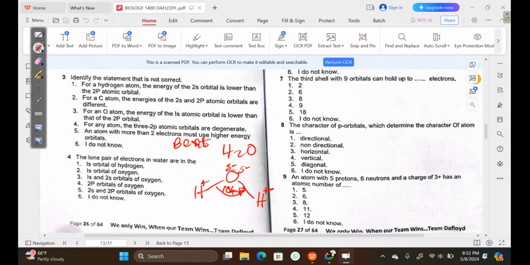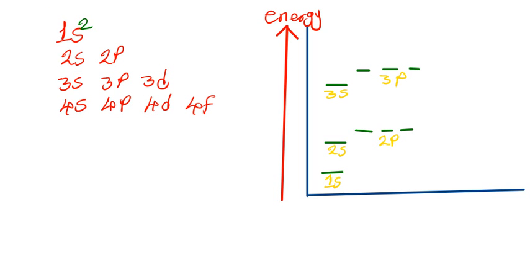So I want you to understand this question 4. It's saying that the lone pair of electrons in a water molecule is in the 1s orbital of hydrogen atom. No, that is not true. Then 2, they are in the 1s orbital of oxygen. Is it true? I don't think, guys, you are getting this.